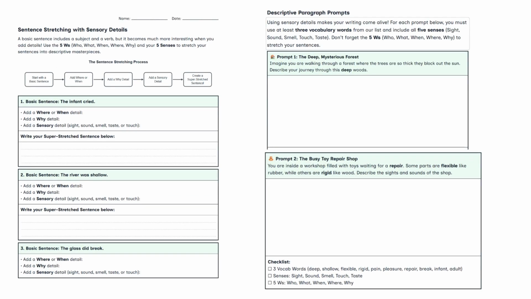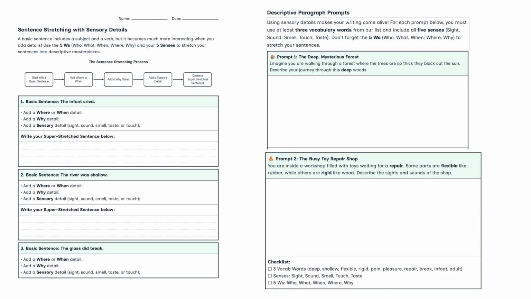We have made it to our final and most creative activity for the day. We are going to stretch our sentences even further by using sensory details. Sensory details are words that describe what you experience with your 5 senses: sight, sound, smell, touch, and taste. Look at the sentence stretching process chart on your last page. It shows you how to take a boring sentence and make it amazing.